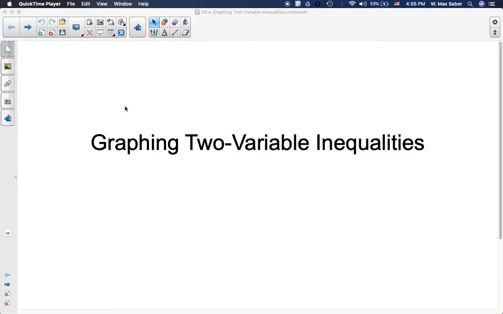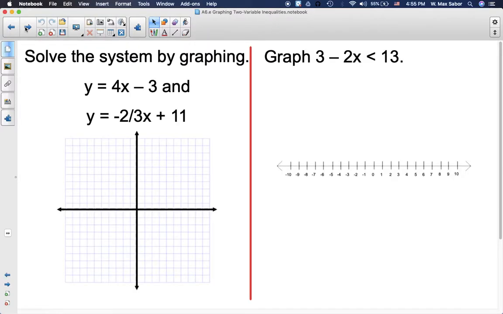Graphing two variable inequalities. If you remember these two things, then you will be all set to graph two variable inequalities. One is we have to know how to solve a system by graphing, which is to graph the two equations on the same graph.